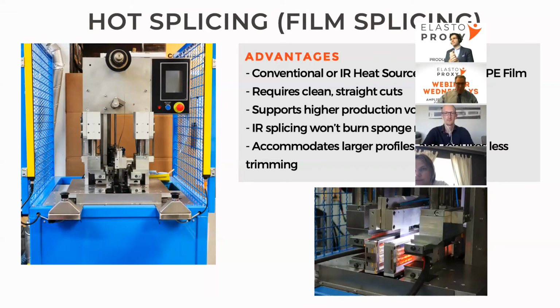Advantages here: it's a great way of bonding sponge, and it requires less tinkering. Once the splice is done, it's done. There's less trimming or after work compared to cold bonding or even vulcanizing, because of the film. Once it's spliced, we rip the outer edges off. It comes all in one piece, and we go on to the next corner. So it's a great resource for sponge profiles.